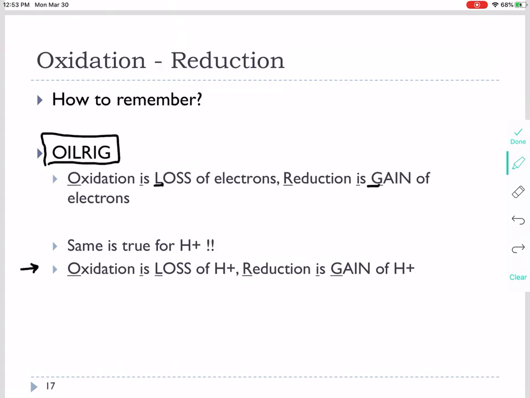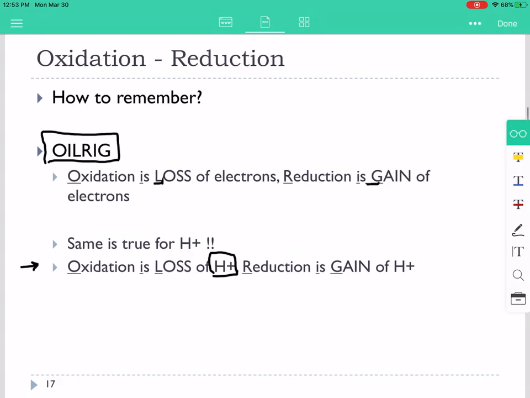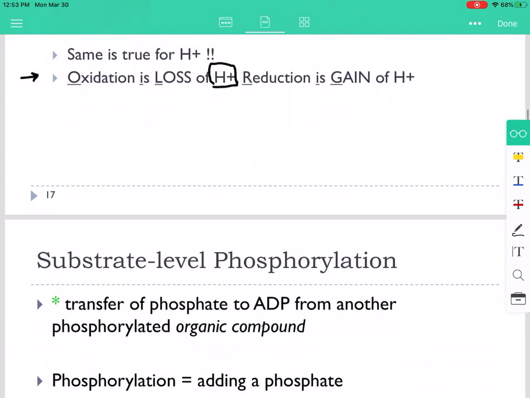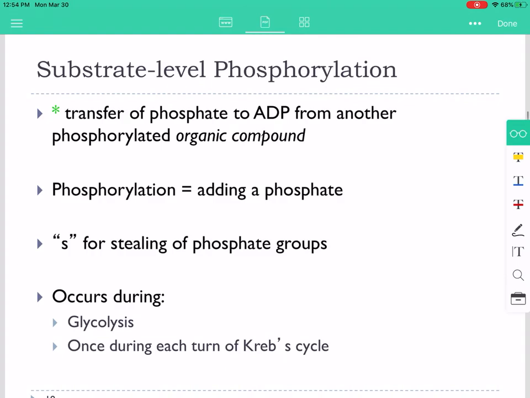So, oxidation is loss of hydrogen, reduction is gain of hydrogen. So think about this in terms of hydrogen. Oxidation is loss of hydrogen, reduction is gain.